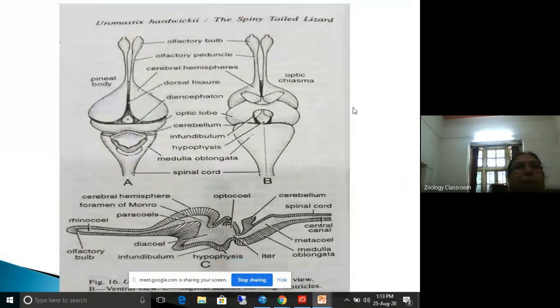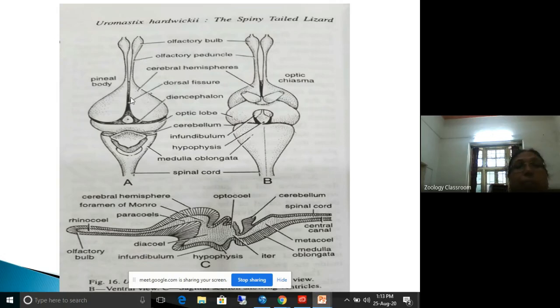So this is the reptile brain. The difference is that an olfactory peduncle is present and the cerebral hemisphere is well developed, because these animals are terrestrial animals. The olfactory bulb is joined to the cerebral hemisphere by two thread-like parts. These are called the olfactory peduncle, which is present in the reptiles.